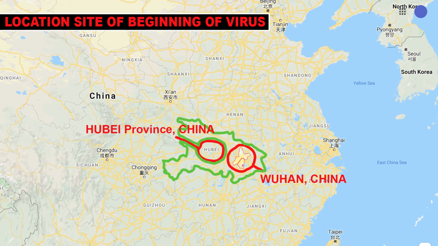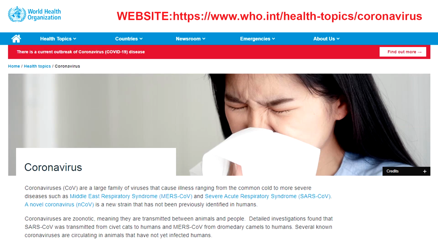So, the coronavirus, or at the time novel coronavirus, was discovered in Wuhan, China, which is in Hubei province, China, according to the map you guys are looking at on the screen right now. Now, on the WHO's website, it tells you about how the coronavirus are a large family of viruses that cause illnesses ranging from the common cold to more severe diseases such as MERS, or Middle East Respiratory Syndrome, or SARS, the Severe Acute Respiratory Syndrome. These are both types of coronaviruses. The novel coronavirus is a new strain that is not previously identified in humans.